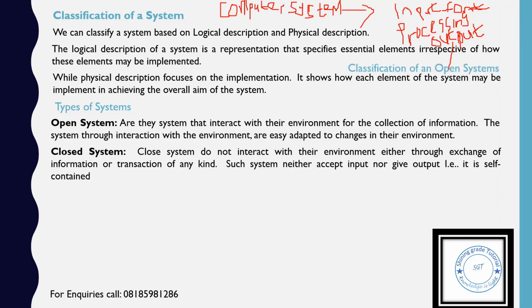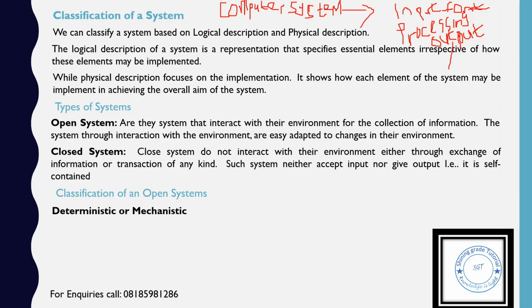Now let's look at the classification of an open system. What is the degree of reaction of an open system with its environment? So we have the degree of reaction. We can have a deterministic or mechanistic open system. We can have a probabilistic or stochastic open system as well. We can have an adaptive or cybernetic open system.